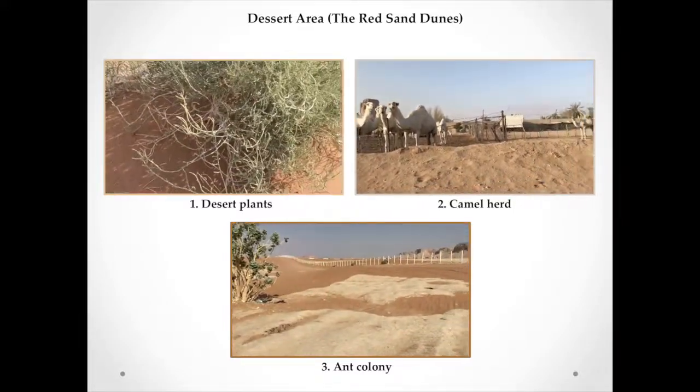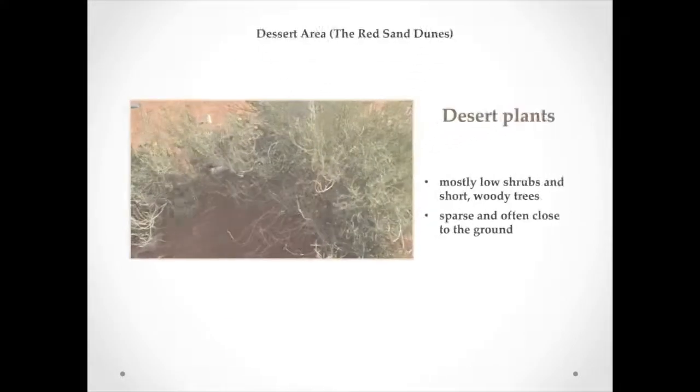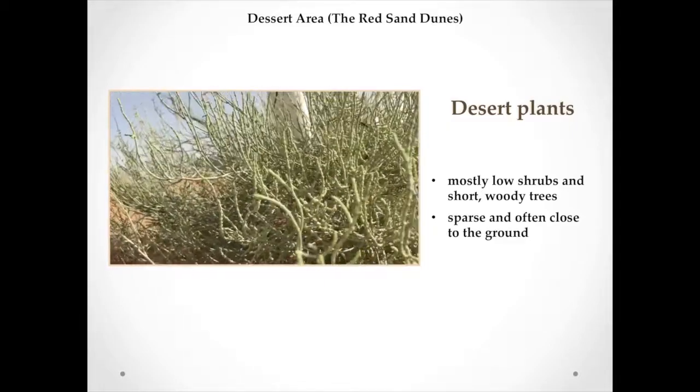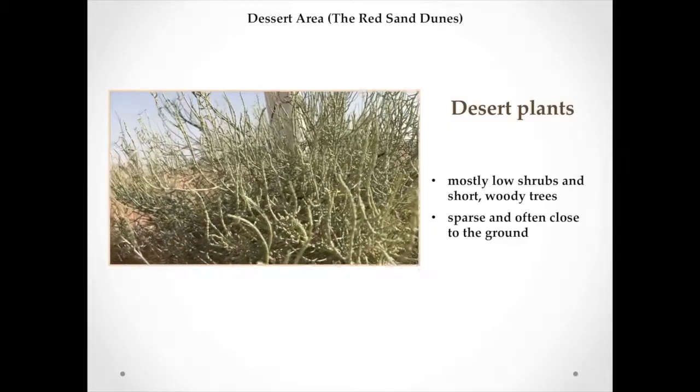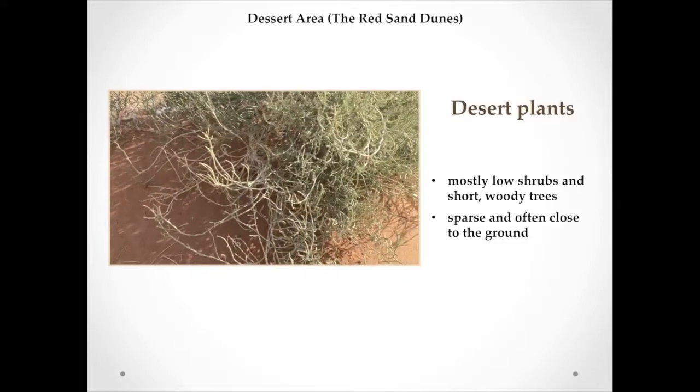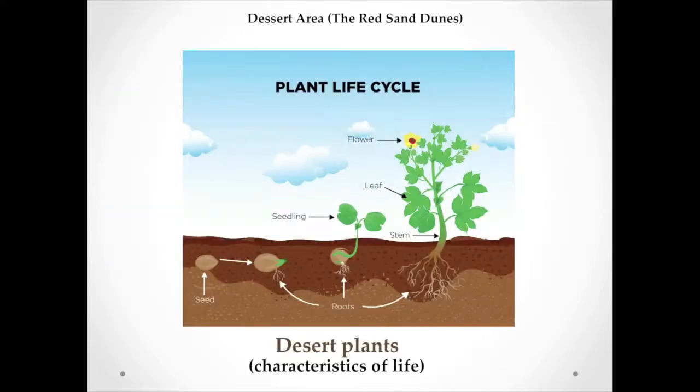Desert plants. The plants in the hot and dry deserts are mostly low shrubs and short woody trees. They have to adjust to having less water, so they are sparse and often close to the ground. Like the other plants, they follow the same life cycle. They grow from seeds and become a plant suitable to live in this type of environment.